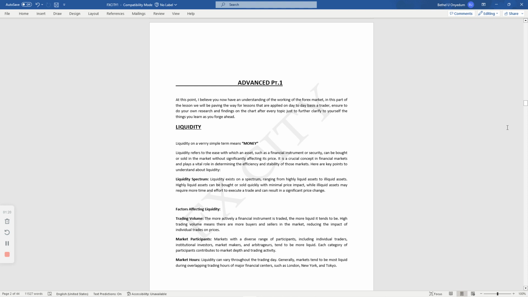Okay, advanced part one. At this point, I believe that you now have a clear understanding of how the forex markets work, the basic mechanism of the forex markets, how the price charts move. So moving on to liquidity. What's liquidity? Liquidity in the forex market just means money. That's the simplest description of liquidity.